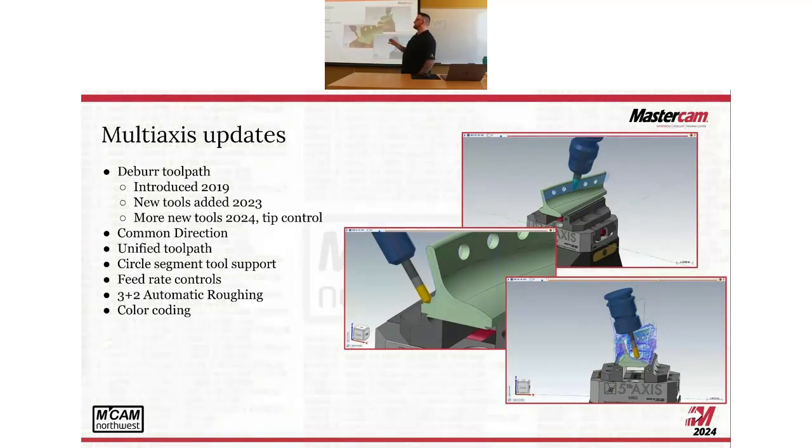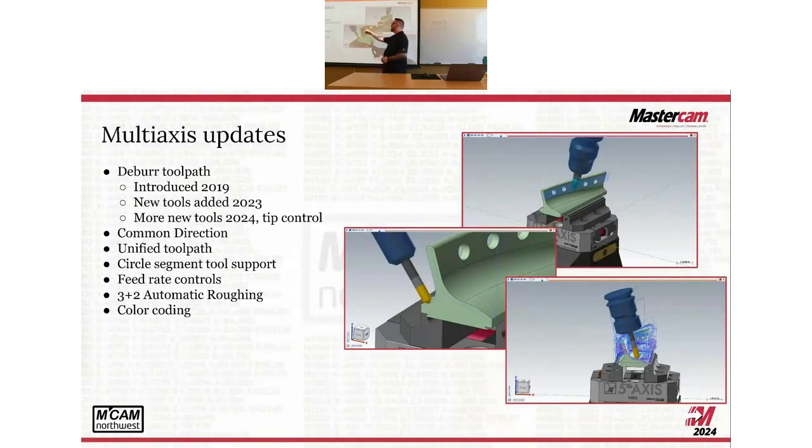And what's really cool is that depending on which tools you're using, you can actually lock it to 3-axis. So even if you don't have a multi-axis machine, if you get a multi-axis license, you can still use those toolpaths, which means you can deburr your parts more effectively, which is really nice.